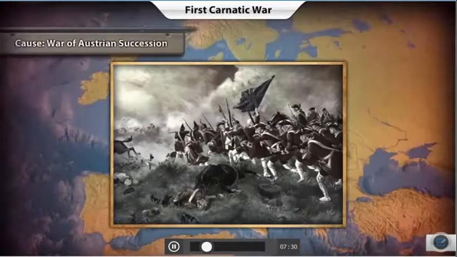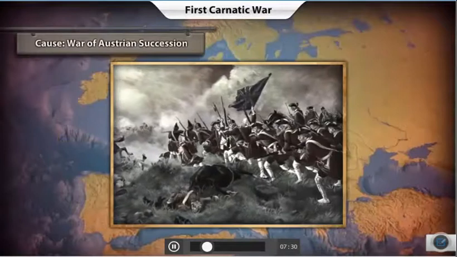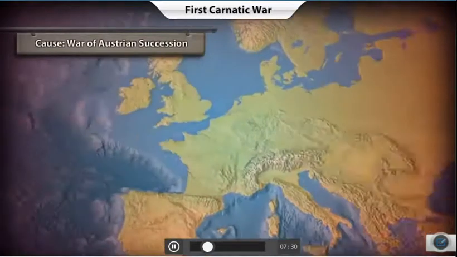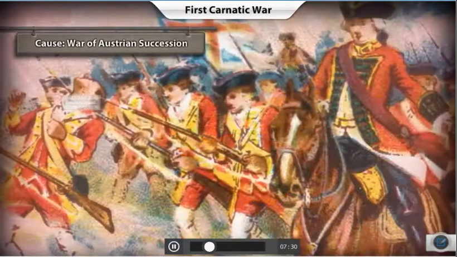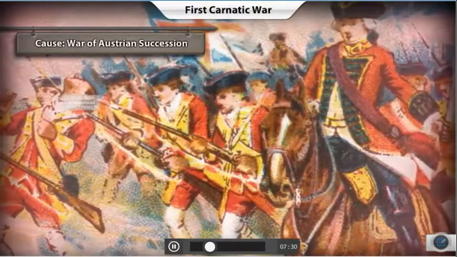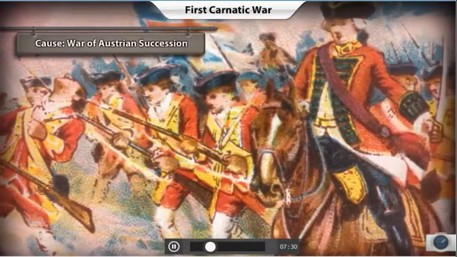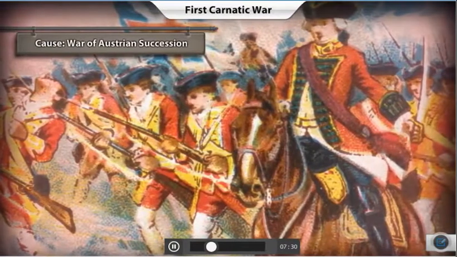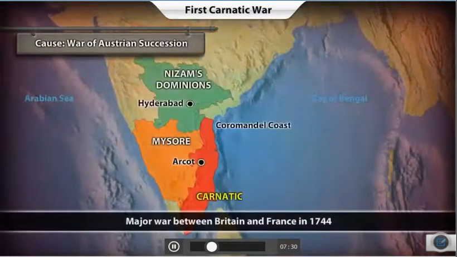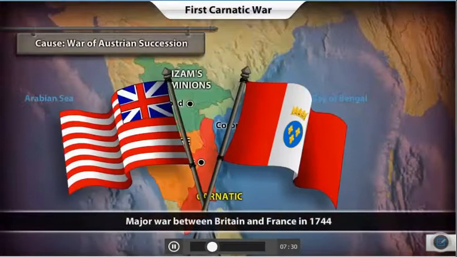The War of the Austrian Succession was an important cause for the First Carnatic War. In 1740, the French took advantage of the political crisis between Austria and Prussia and invaded Flanders, an Austrian-dominated region. In retaliation, several Austrian allies, including Britain, sent their troops to tackle the French. This led to a major war between Britain and France in 1744, which soon spread to India as well.